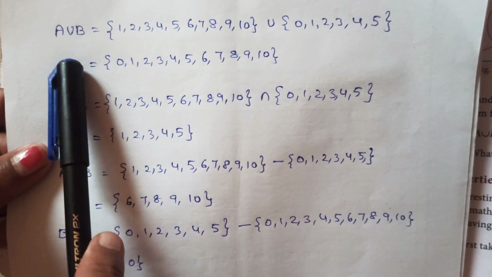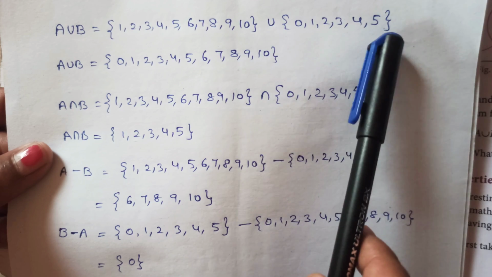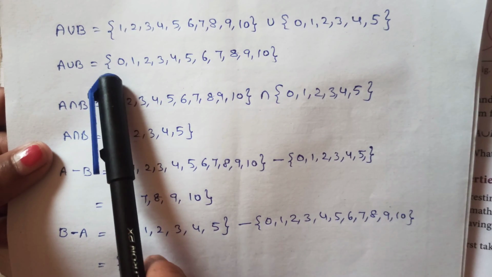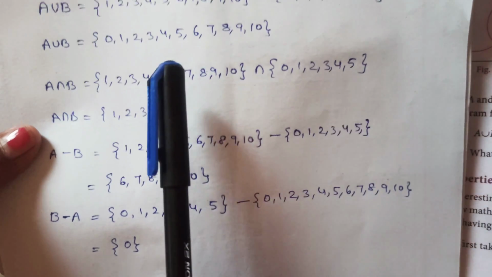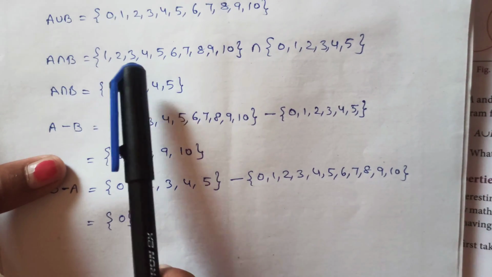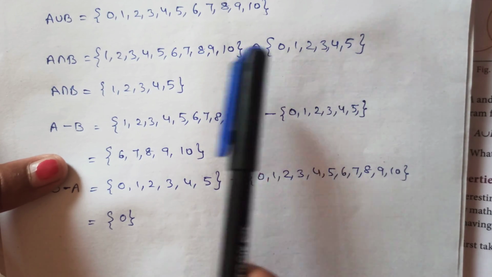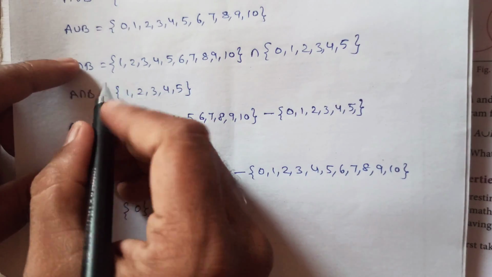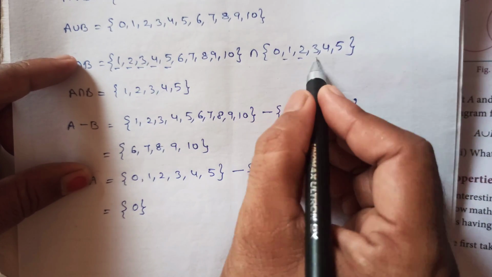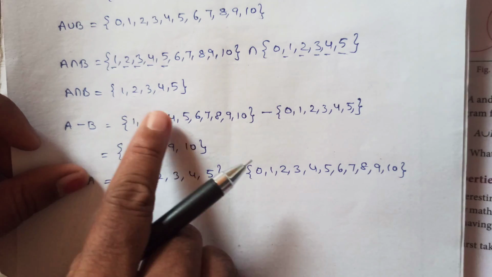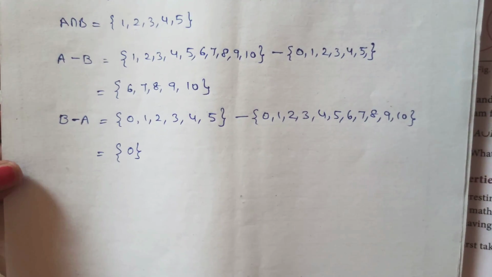Now for finding A union B, I have written all the values of A union all the values of B. As you know, all the numbers from 0 to 10 will be there, and repeated numbers should be written only once. Next we are coming to A intersection B, all the elements of A intersection all the elements of B, and the common elements are, as you can see, we can underline 1, 2, 3, 4, 5. These 5 elements are there in both. So we write this as 1, 2, 3, 4, 5.